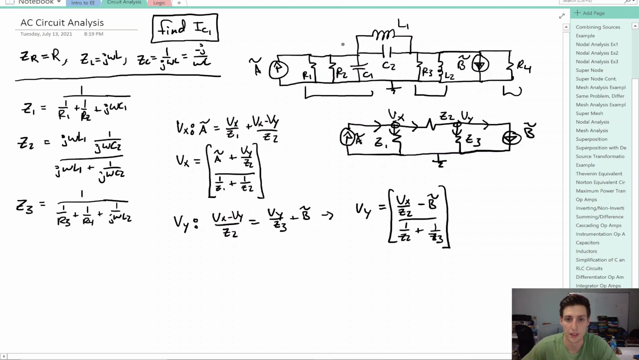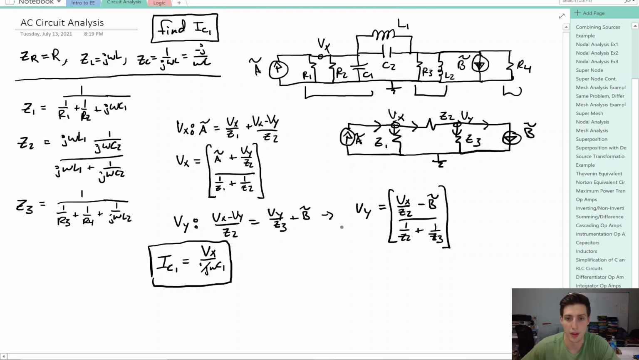And because this node is Vx for all of R1, R2, and C1, we can simply say that the current through C1 is equal to Vx divided by 1 over j omega C1. And this will be our phasor current. Now we have to convert this back to the time domain, and that is the last step that we have.